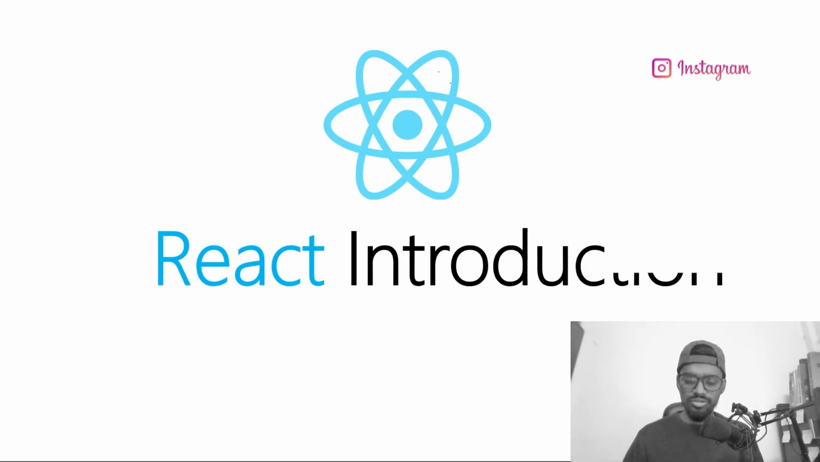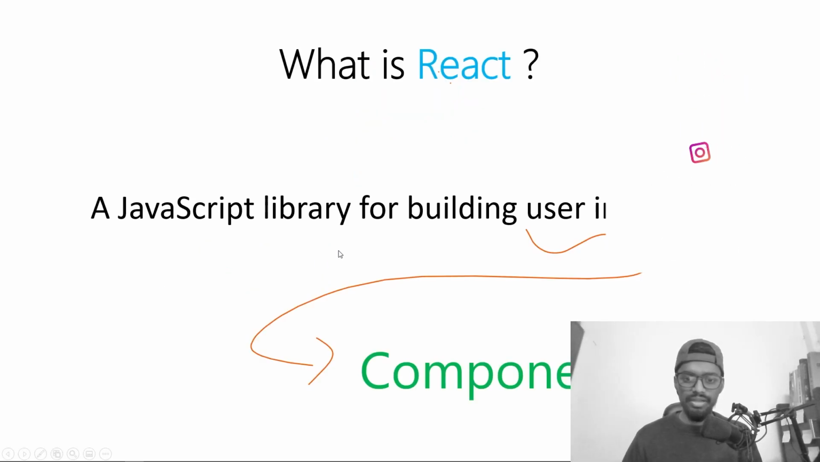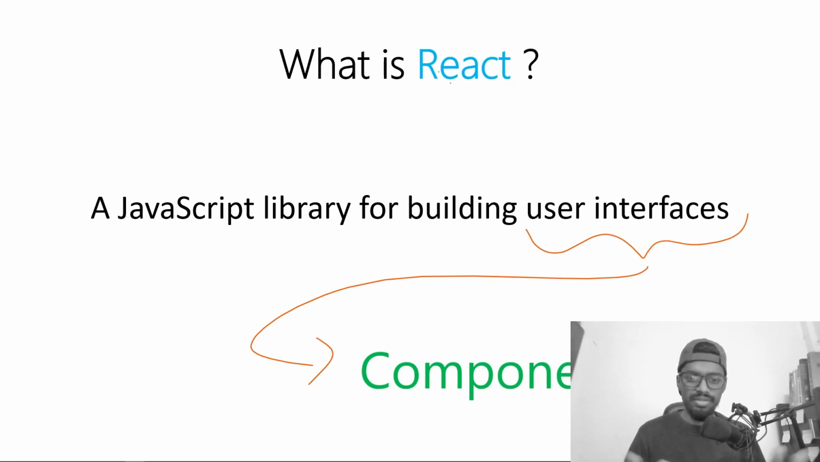So first and foremost, let's dive into the typical definition that is given on their website. It says: JavaScript library for building user interfaces. So let's break down this definition into JavaScript library first, then user interfaces. When you say a library, it typically means it abstracts something that is tougher and gives you a very easy way of doing things.